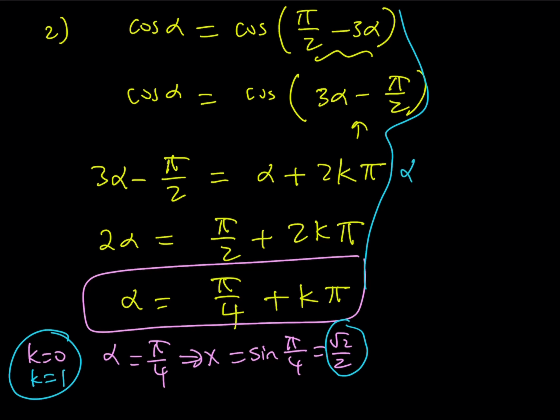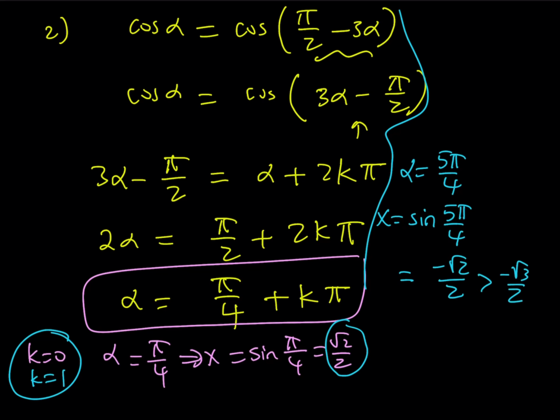So alpha is equal to 5 pi over 4. And from here, I should be getting x is equal to sine 5 pi over 4, and that is going to be negative root 2 over 2. But unfortunately, negative root 2 over 2 is greater than negative root 3 over 2 because root 3 is greater than root 2, so the opposites are the other way around. And this solution is going to be rejected as well. So we're only getting one solution from this branch, and if you put it all together, we're going to be getting all the solutions. But this is not the whole story.